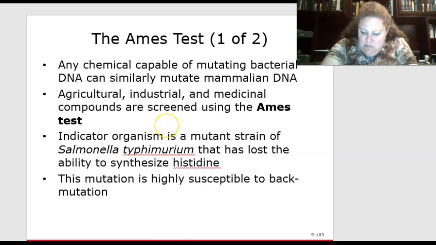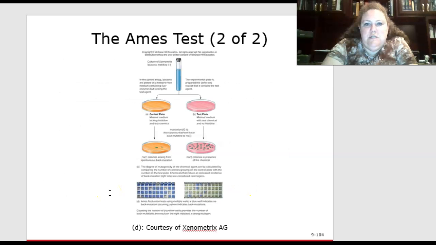We also have this thing that's called the Ames Test. And this is where any chemical that's capable of mutating bacterial DNA can similarly mutate mammalian DNA. And so agricultural, industrial, and medicinal compounds are screened using this Ames test. And this is an indicator organism that is a mutant strain of the Salmonella bacterium that has lost the ability to synthesize or make histidine. So this mutation is highly susceptible to back mutation.